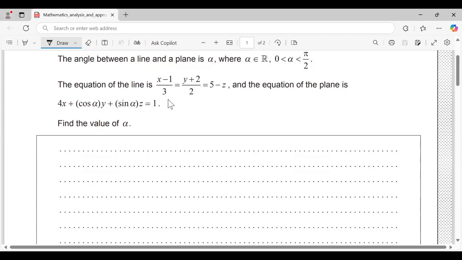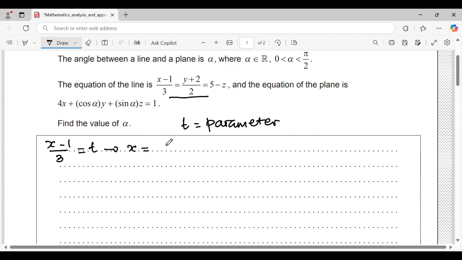The given equation is this one, and I would like to use the parameter t. Okay, t is the parameter. So I would like to write these equations separately: x minus 1 over 3 equals t, and the implication is x equals 3t plus 1.